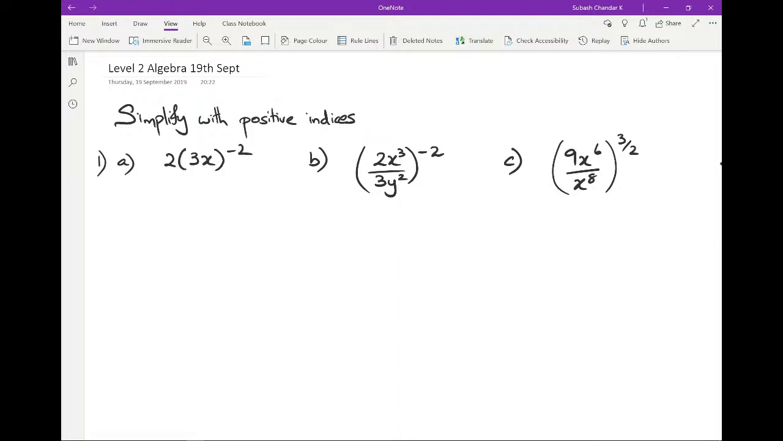So as always, I'm going to give you about a minute to have a go with these 3 questions. See how far you can get with the question, and then I'll go through the answers.